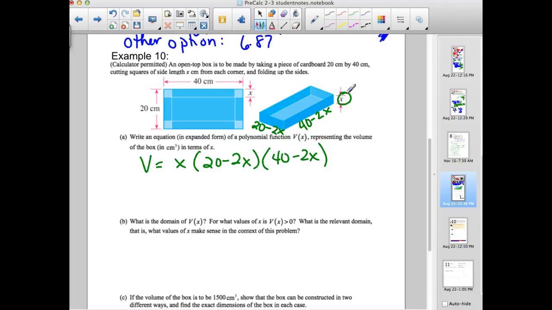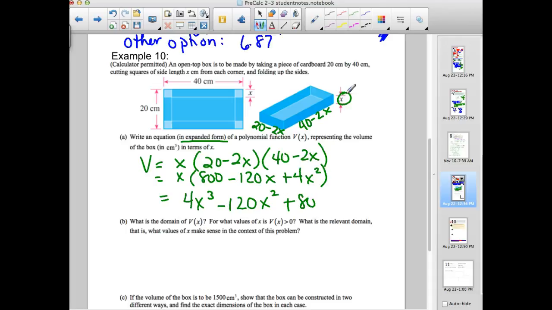Okay? For this one, it says write an equation in expanded form. That means we want you to go ahead and multiply that all out. So if we were to FOIL out the two binomials, we would get 800 minus 120x plus 4x squared. And then if we distribute our x and put it in standard form, we end up with 4x cubed minus 120x squared plus 800x. Okay, so part A is finished.